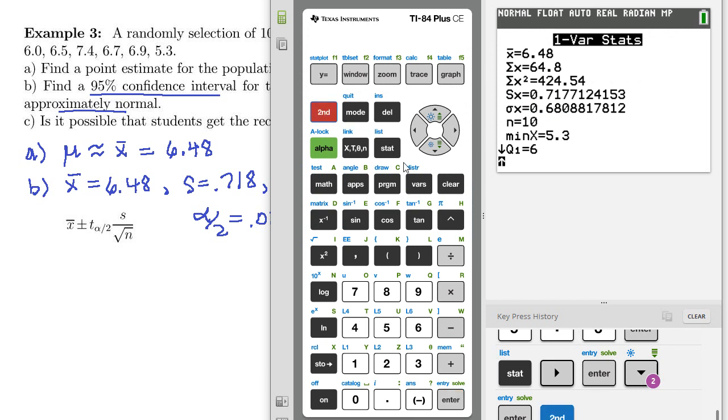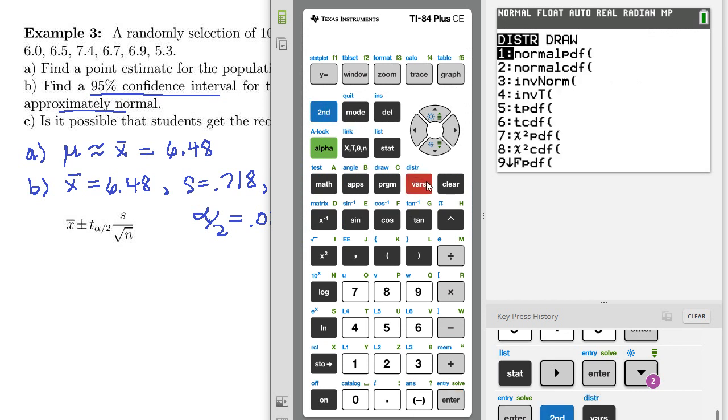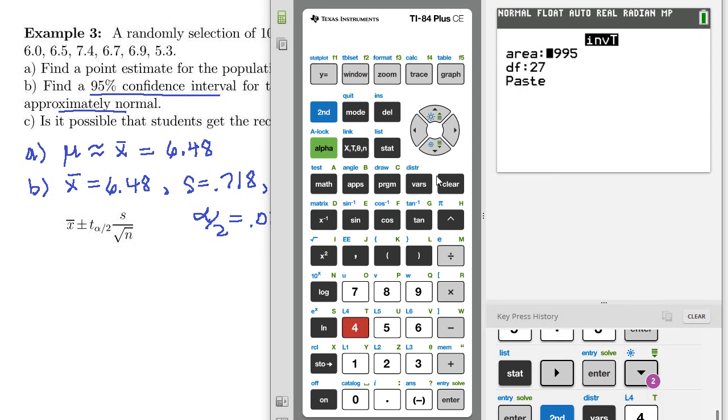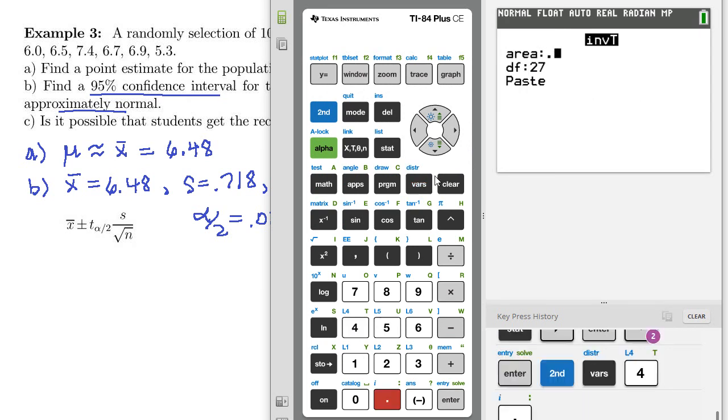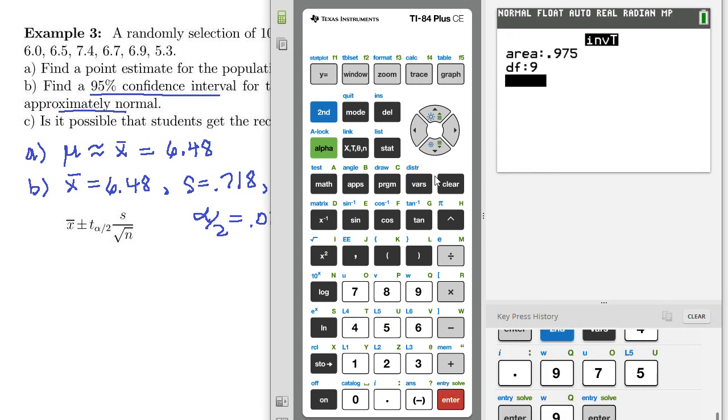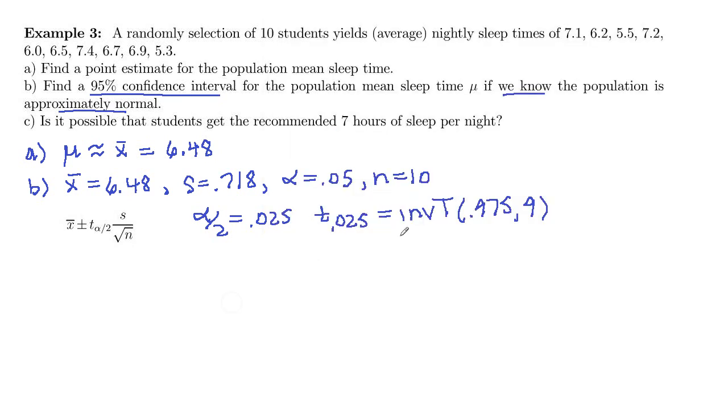So now we're going to second variables. We want inverse t, which is 4. And our area is 0.975. And our degrees of freedom are 9. 2.262.